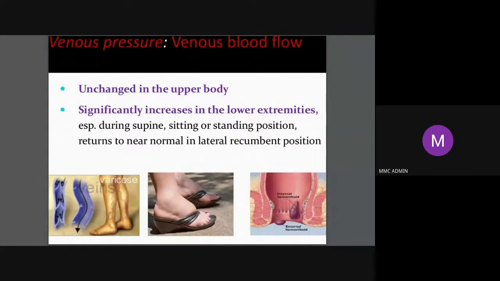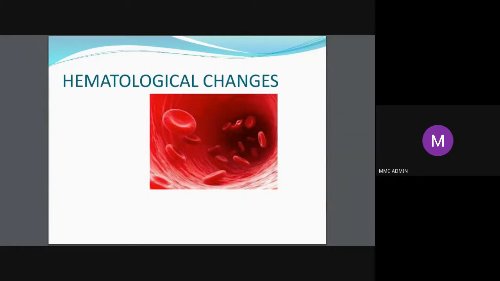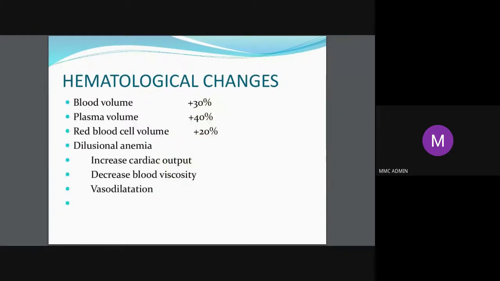Now next. Right. This is another important one, hematological changes. This is important because you should know how to interpret anemia in pregnancy. So here you can see that you have to remember only this much. The blood volume increases by 30%. The plasma is 40% increase. RBC is increased only to 20%.